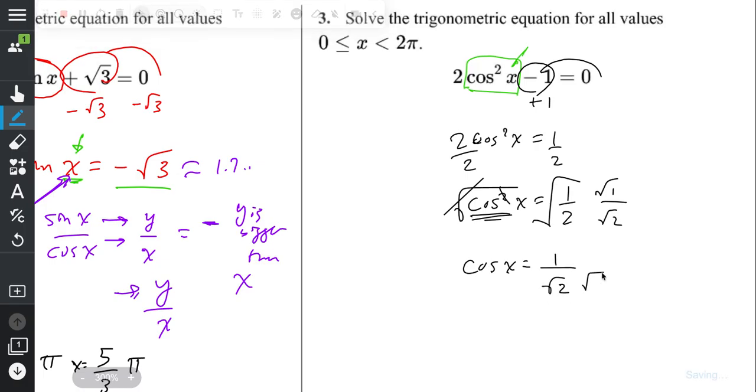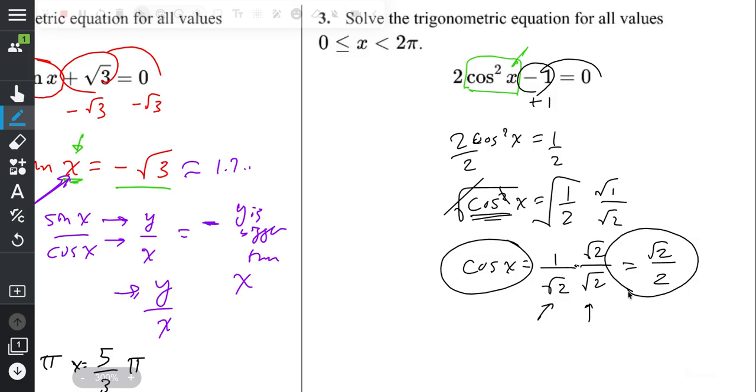Now, denominators that are irrational like this need to be rationalized by doing that trick. That ends up being root 2 over 2. This should look pretty familiar to you. Cosine of x equals root 2 over 2. Where is that happening? This is the middle of the 3 common values for sine and cosine.